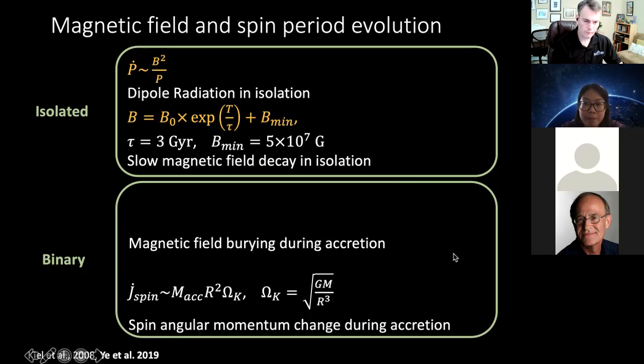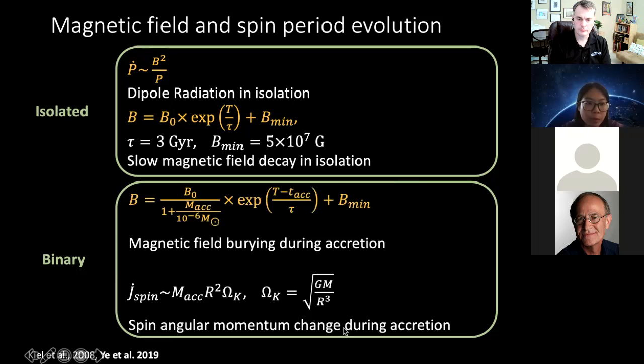Pulsars in binaries that are accreting from their companions take a different evolutionary path. And as was mentioned, studies have suggested that pulsar magnetic fields are buried by the accreted material. And that's exactly what I'm assuming. The magnetic fields will decrease according to the amount of mass accreted. So here, M_accrete is the amount of mass accreted. And the accreting pulsars will be spun up from angular momentum transfer from this equation here.